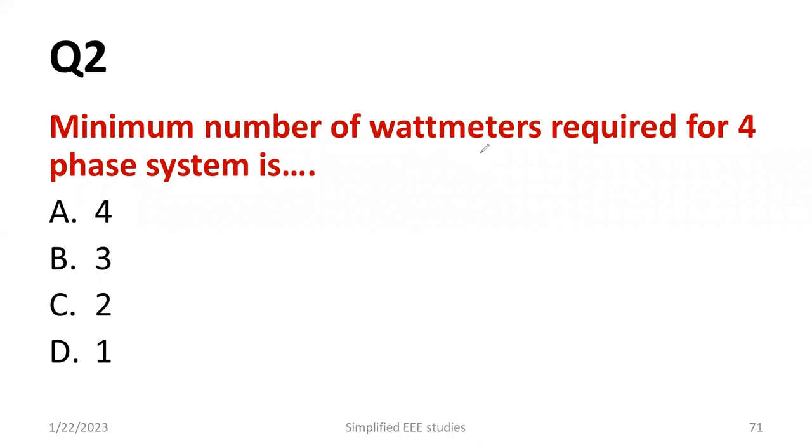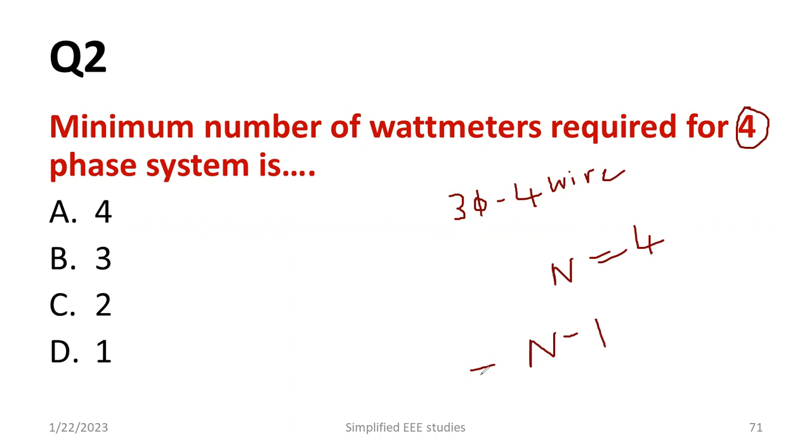Minimum number of watt meters required for a four-phase system. So four-phase is nothing but a three-phase four-wire system. Say there are four phases, so let us say n is equal to 4. I'll be teaching you a shortcut. The minimum number of watt meters required for an n-number system is given by n minus 1. That is equal to the minimum number of watt meters.